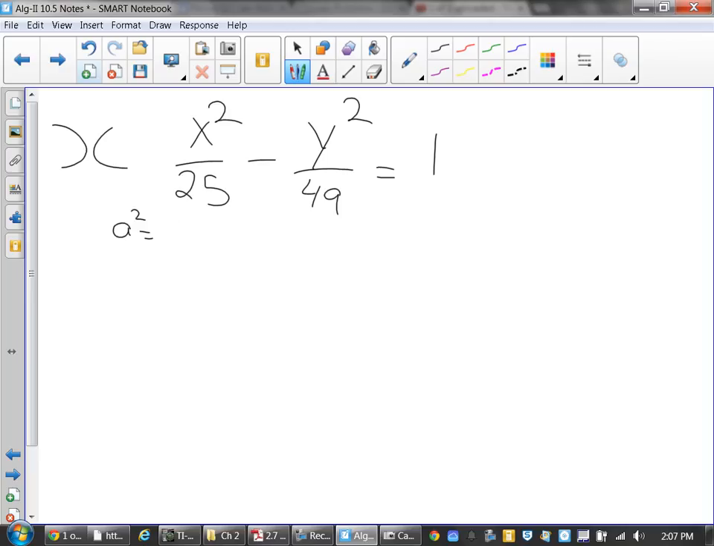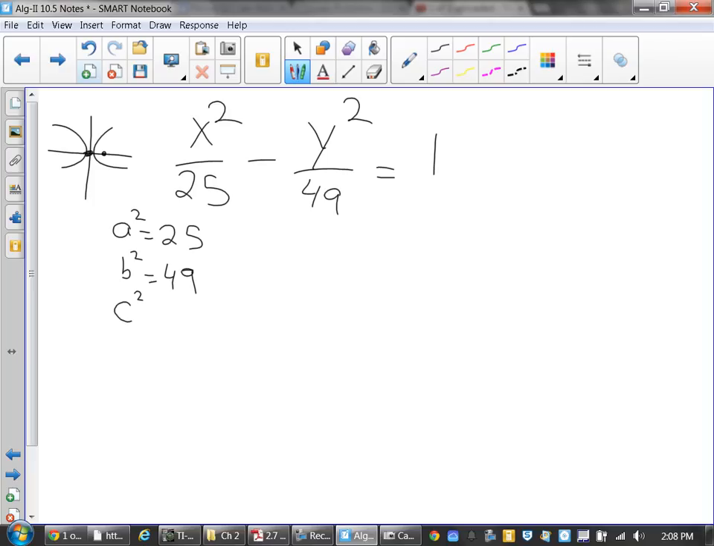And I'm going to do the same thing. A squared is 25. B squared is 49. And here's what's new: c squared. In all of our curves, the vertex always opened up to the focus, whether it was a regular parabola or an ellipse. Now, since our hyperbola opens left and right, and my center is in the middle here, that means my focus has to be further away than the vertex.